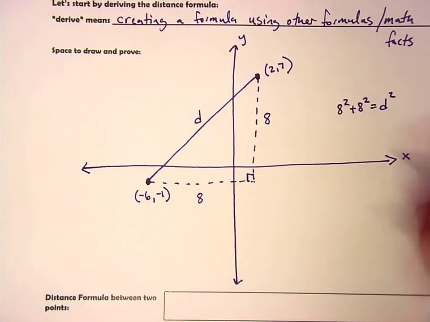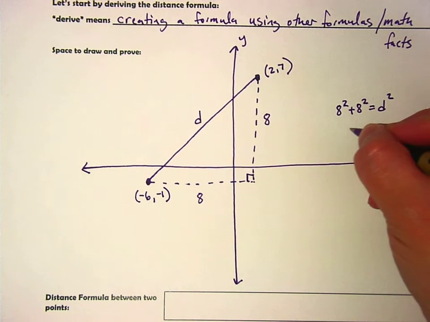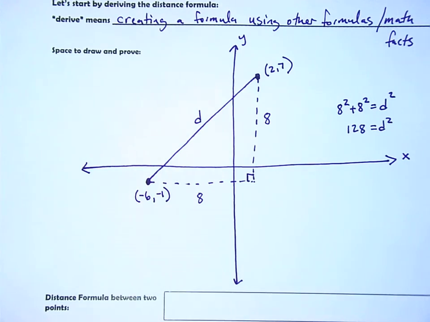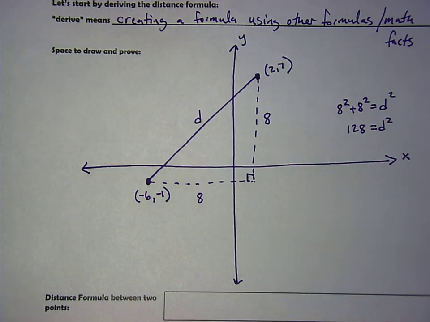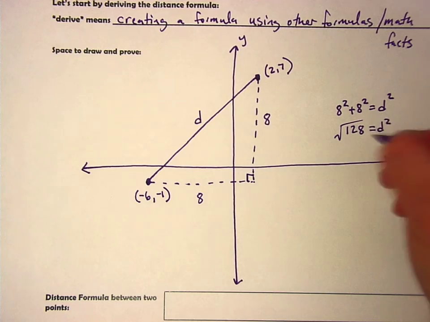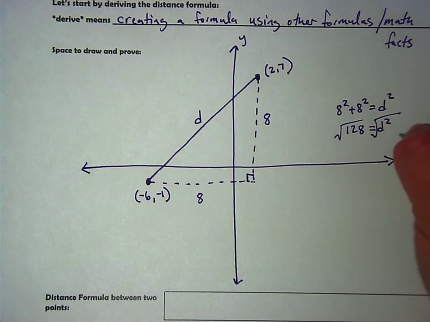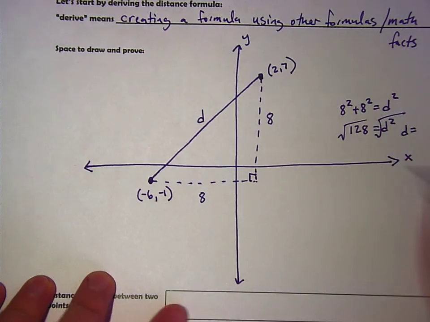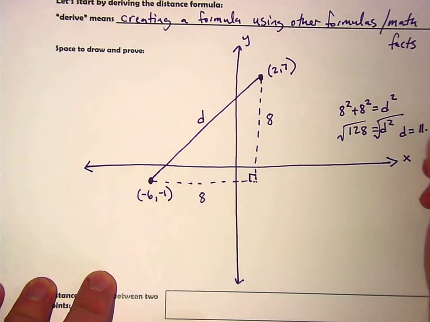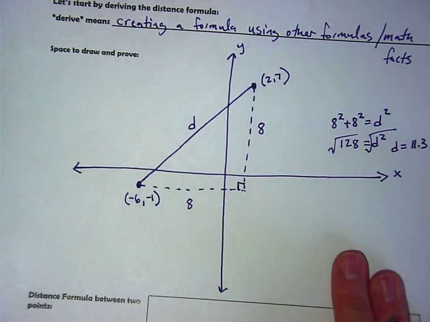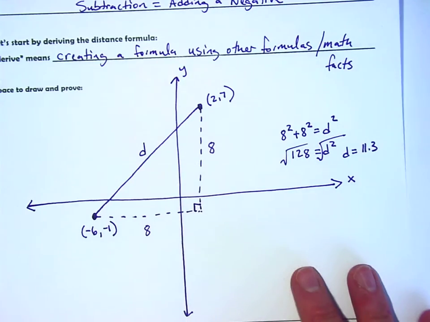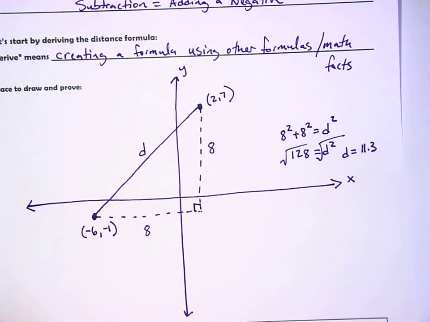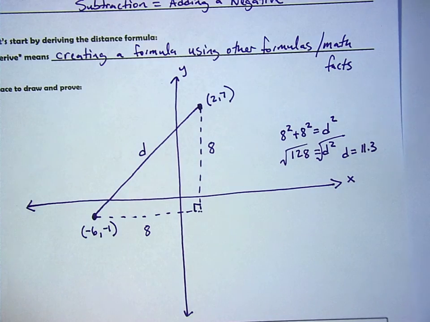That's what, 64 plus 64, which is what? 128. 128 equals D squared. And then to get D by itself, you take a square root. Okay, so this is us just doing it, which is like 11.3 something. This is just us doing this without actually doing any kind of formula whatsoever. So now we're going to generalize it.